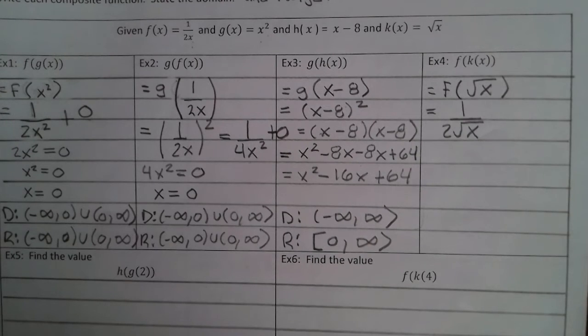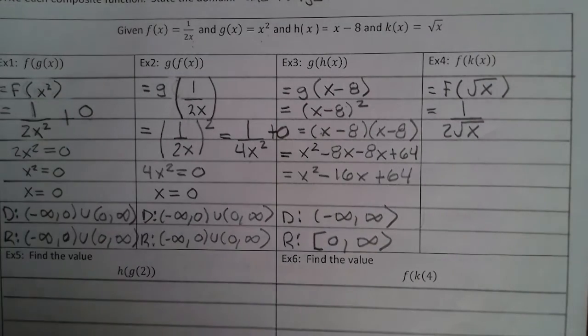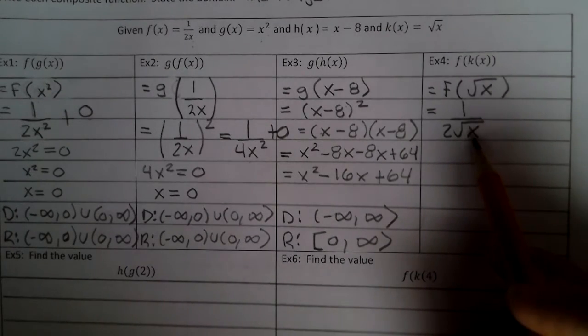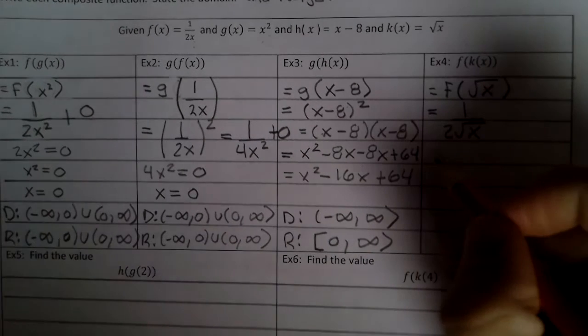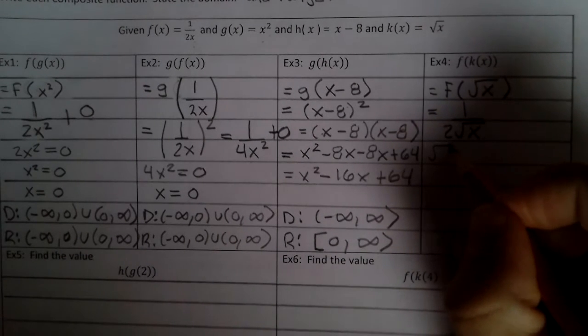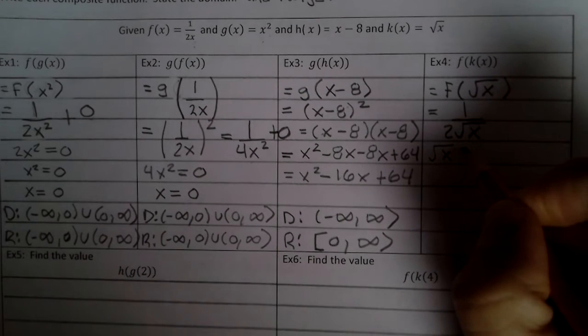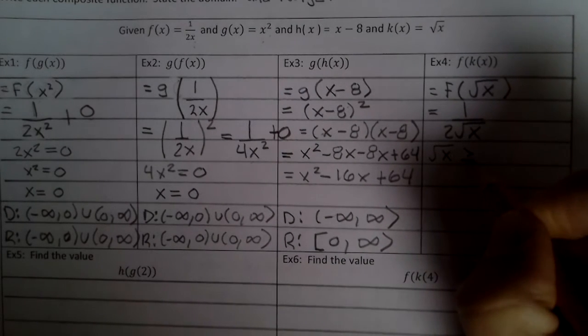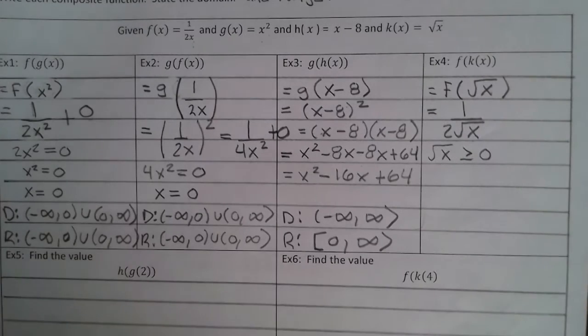All right. So we have a couple things going on here for domain and range. First off, the number under the square root cannot be negative. So you have to take x greater than or equal to 0. Okay? I'm sorry, not the square root of x. The x.